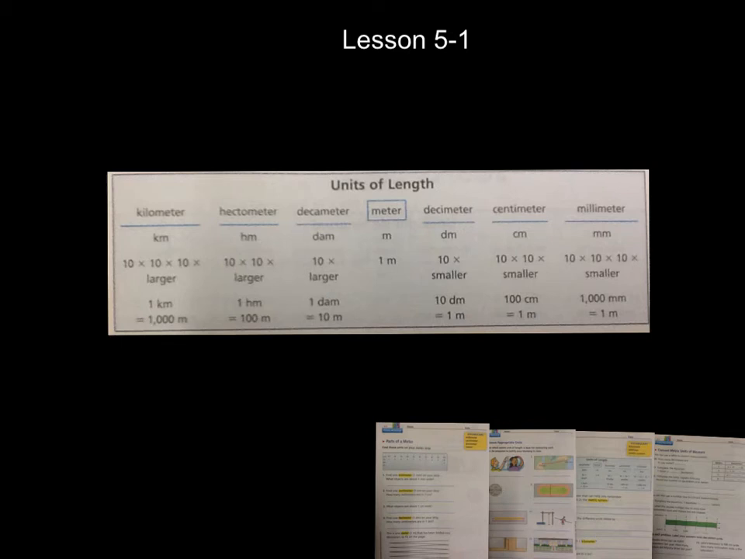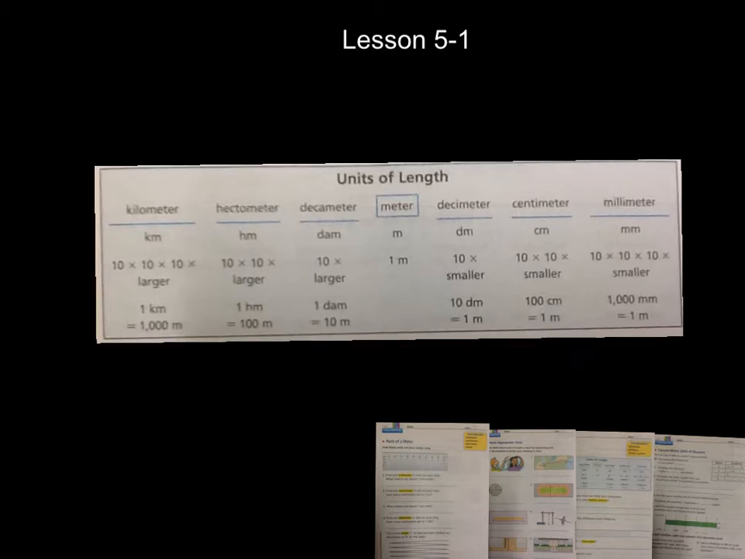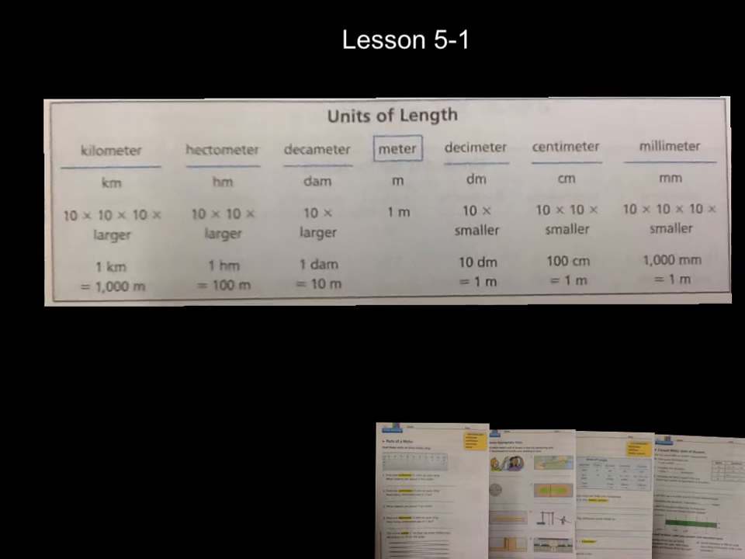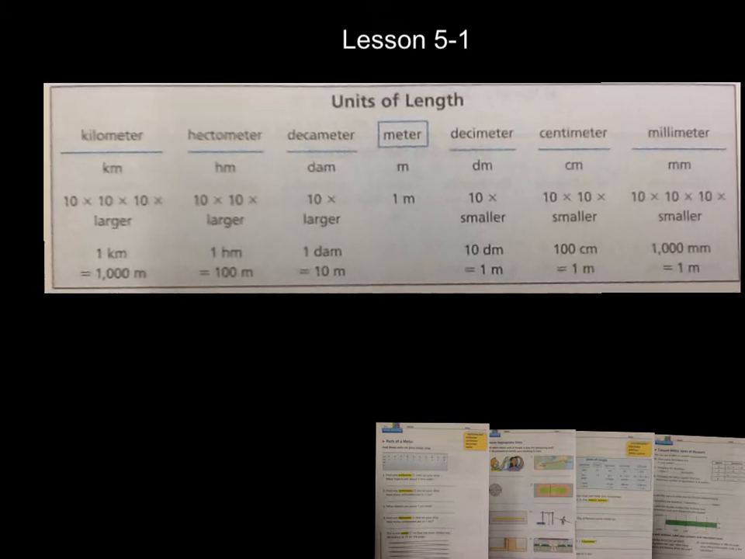Alright, boys and girls, today's lesson is lesson 5-1, and this whole unit is going to talk a lot about measurement. So today we're going to talk about measuring units of length. To get everyone started, I want to go over just a quick units of length sheet here that will tell you what to expect and what's bigger, what's smaller, how many times bigger it is.